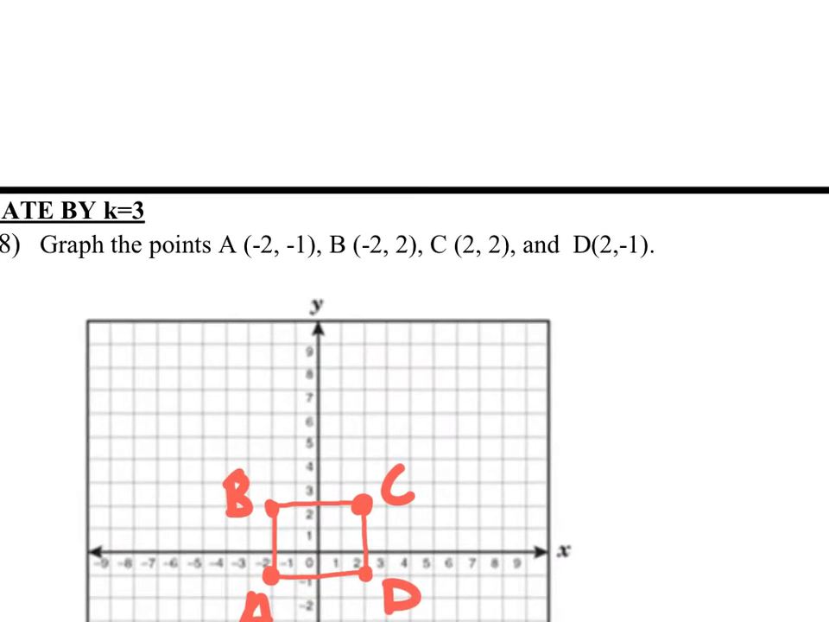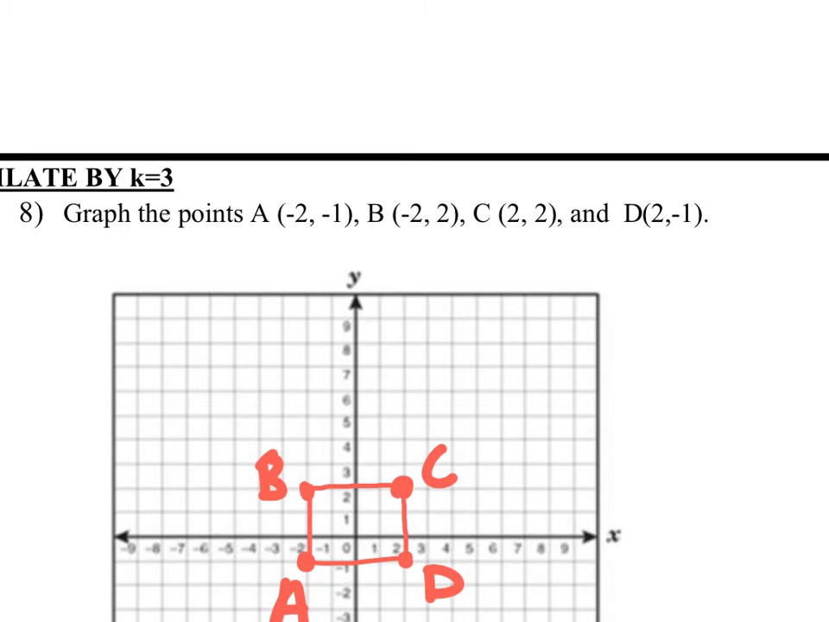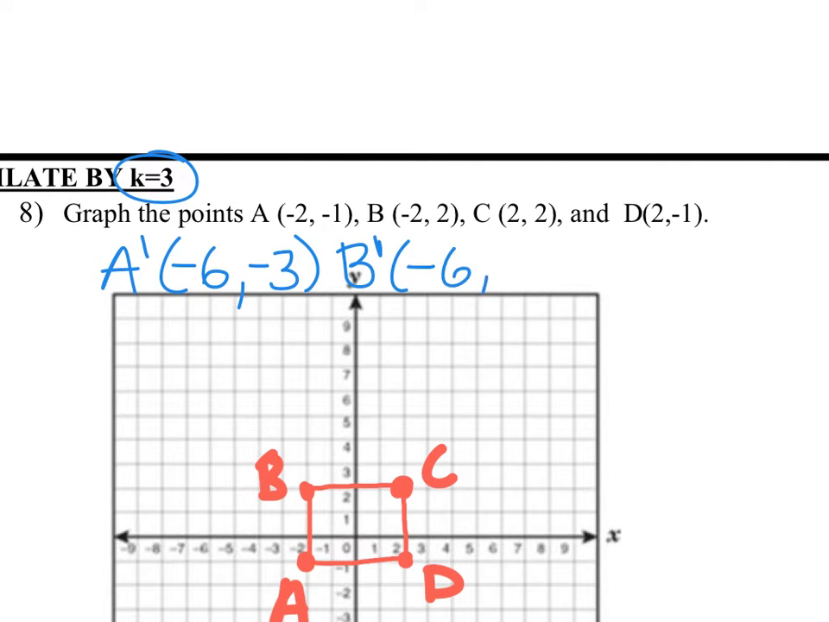Actually, I might do it up here. Since I have the coordinates listed right there, I'm just going to do it right below it. A prime, I multiply all of the numbers by 3, because k is 3, my scale factor. So the first point is -6, -3. Keep them negative. Someone raise your hand, give me B prime, if we're multiplying by k equals 3. Negative 6, 6. This x was negative, so it should stay negative.